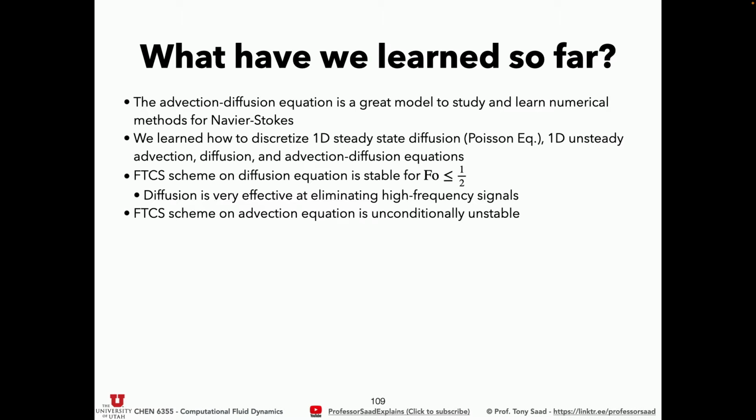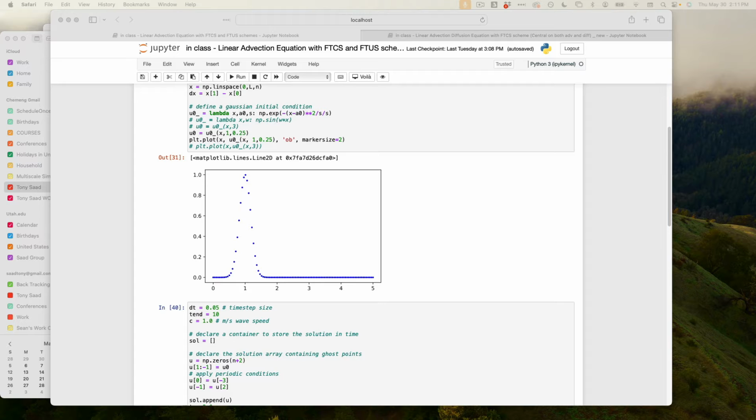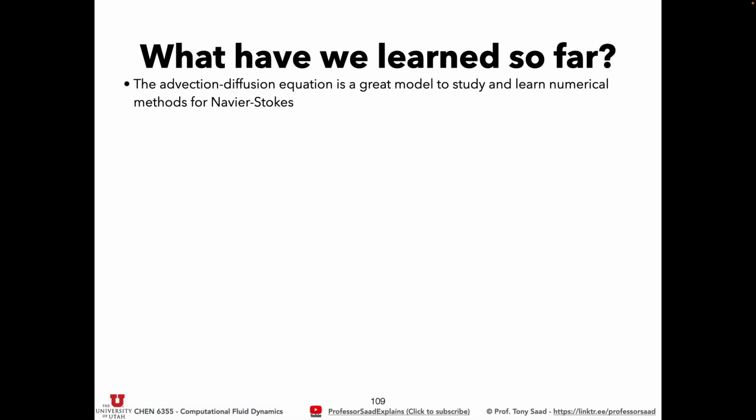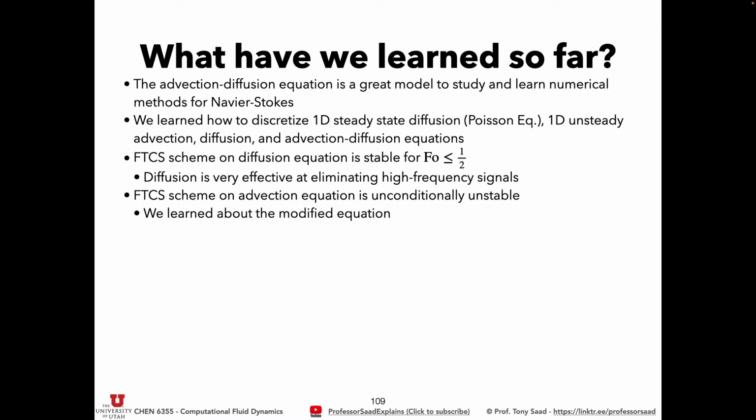There's no time step size that could result in a stable calculation because the scheme results in negative diffusion from the modified equation. So let me add this. Okay, so let me go back, just adding a couple of terms here. So these are like your flashcards.